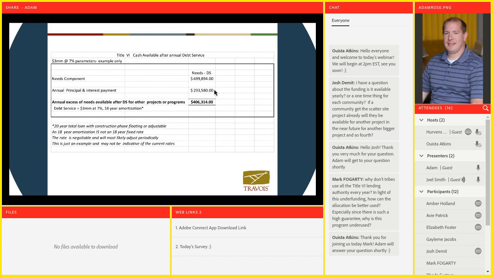Still, yeah, all on a project by project basis. Yep. And so in this particular instance, just those base assumptions, $3 million at 7%, that would amount to about a $293,000 a year debt service payment. So again, the tribe would have to be willing to set aside that amount.